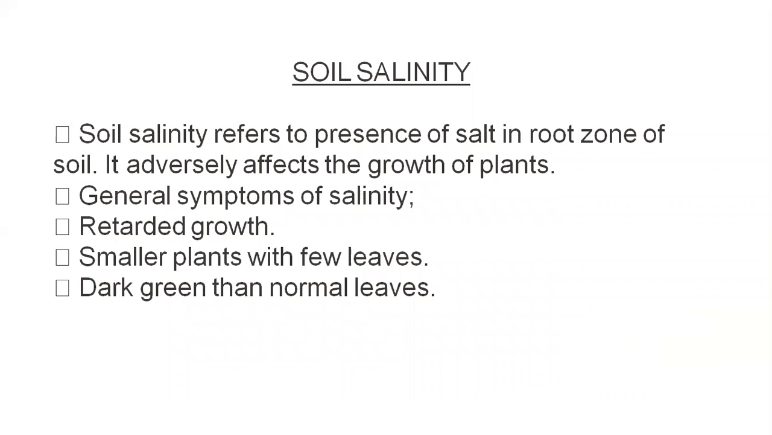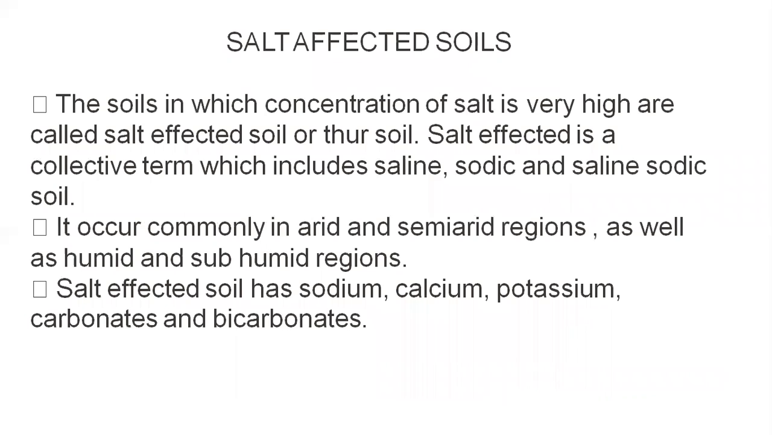Then coming to soil salinity, that refers to the presence of salt in the root zone of the soil. It adversely affects the growth of plants. General symptoms of soil salinity are retarded growth. Reduced growth is an example. Retarded growth is also an example. Smaller plants with fewer leaves are an example of soil salinity. Darker green than normal leaves would also be an example of soil salinity.